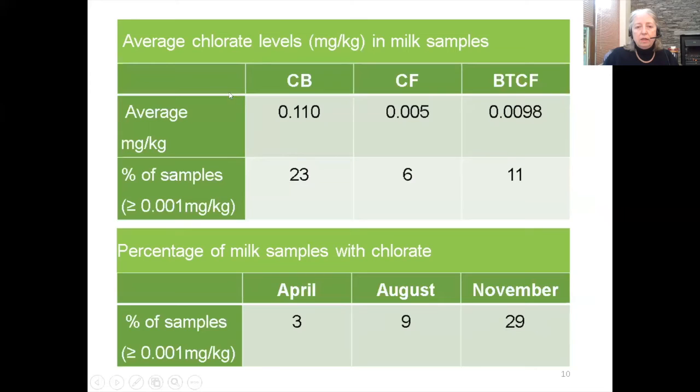And in this slide, we're showing the average chlorate levels in the milk samples. Here we have the chlorine-based, chlorine-free, and chlorine-free in the bulk tank. This is the average milligrams per kg, the average level of chlorate. And that was much lower. The level of chlorate was significantly lower in the chlorine-free cleaning compared with the chlorine-based cleaning. And again, the chlorine-free in the bulk tank was intermediate.